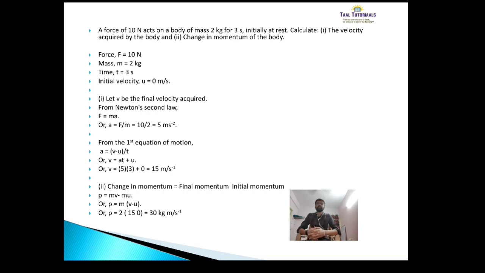The second question was the change in momentum of the body, that is final momentum minus initial momentum. I missed the minus there, and in the last row also I missed the minus. Please class, note that. Change in momentum is equal to final momentum minus initial momentum, that is mv minus mu. When we solve this, m is 2 and v minus u is 15, so that comes up to 30 kg meter per second.